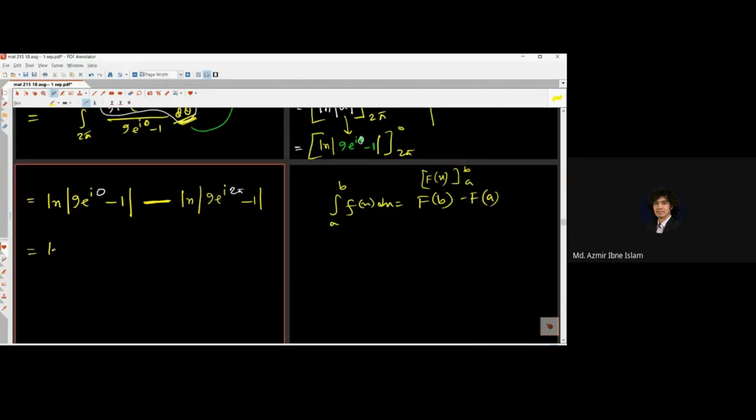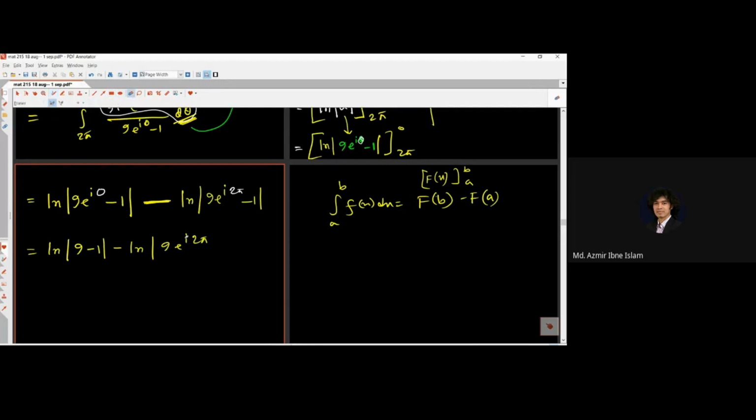Let's try to write this one. So e to the power i0 is e to the power 0, which is 1, so we have actually 9 minus 1, negative ln of 9 e to the power i 2 pi.